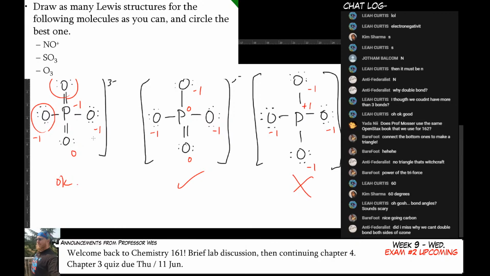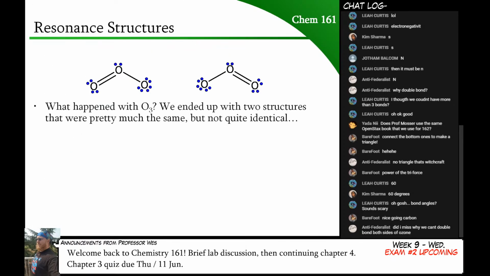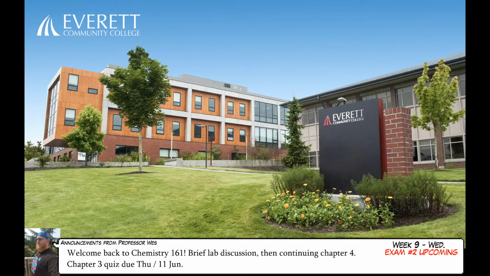When you have options for moving double bonds around but get equivalent structures that are just symmetrical, there's a special property involved with that. It's called resonance, and we'll talk about resonance after the break. So let me put ozone back on the board here. We're going to talk about ozone in more detail once we get back.